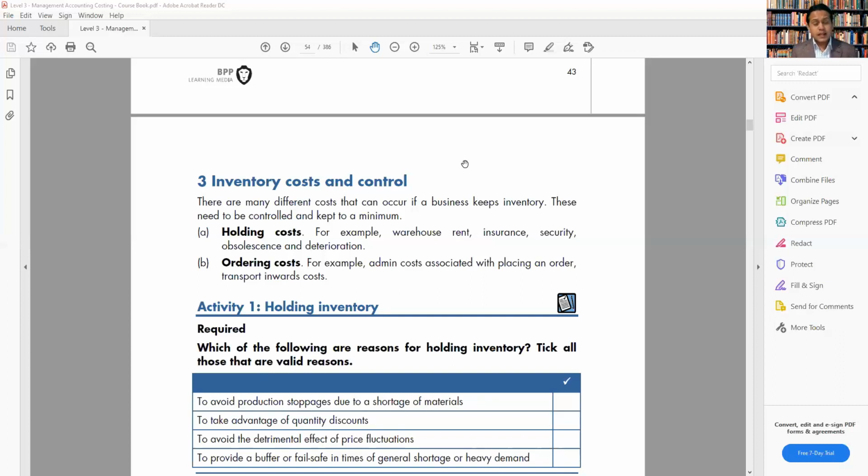For example, let's say you decided to order only one book for your AAT management accounting costing, so the delivery cost will be £3. Now, if you decided to order all the level 3 books at the same time, the delivery cost will still be £3. So you have to consider, should I order only one book or should I order all the books at the same time so that I can save some delivery cost?